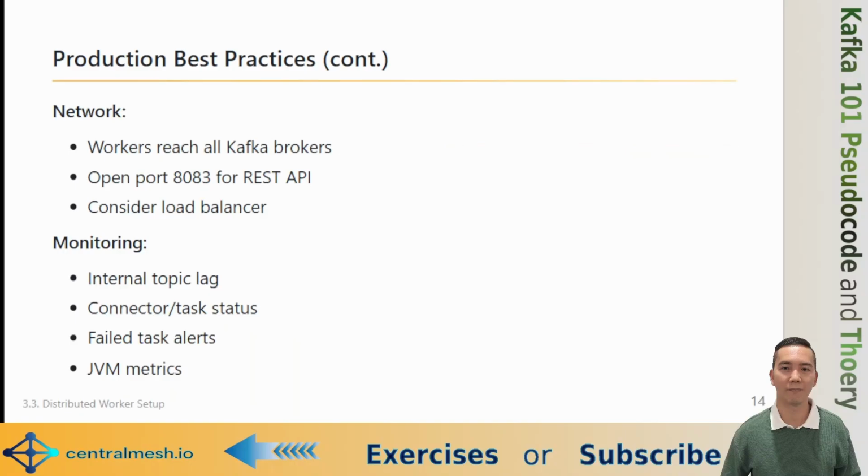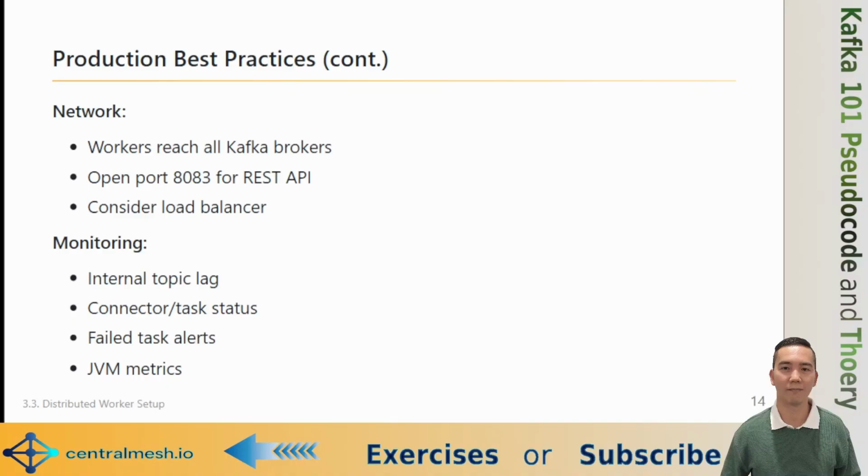Network configuration is equally important. Every worker must be able to communicate with every Kafka broker, and the REST API should be accessible for connector management. In larger deployments, many teams place a load balancer in front of the workers to simplify access.